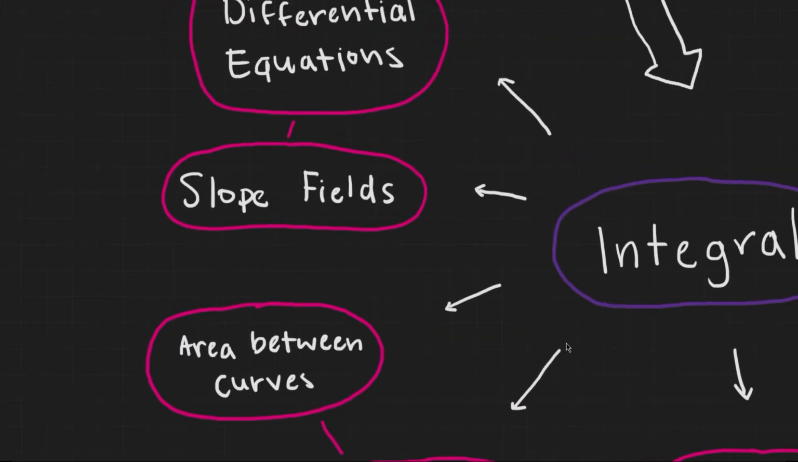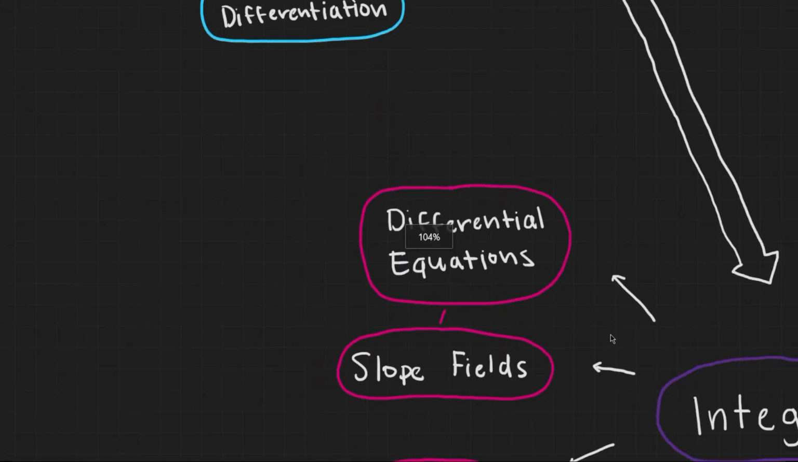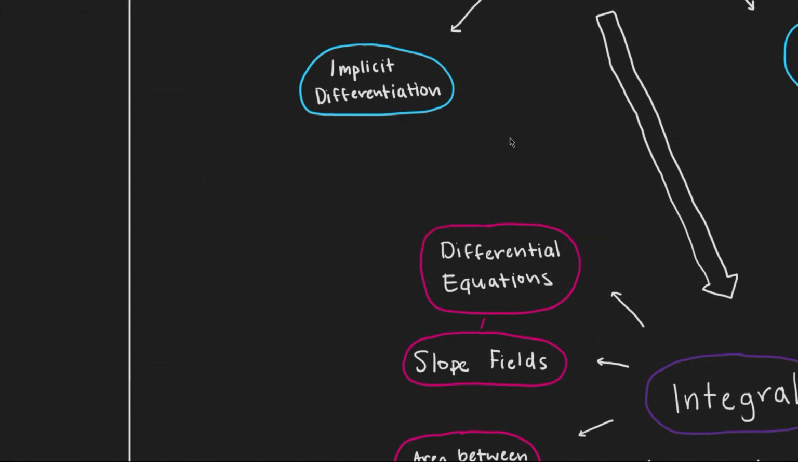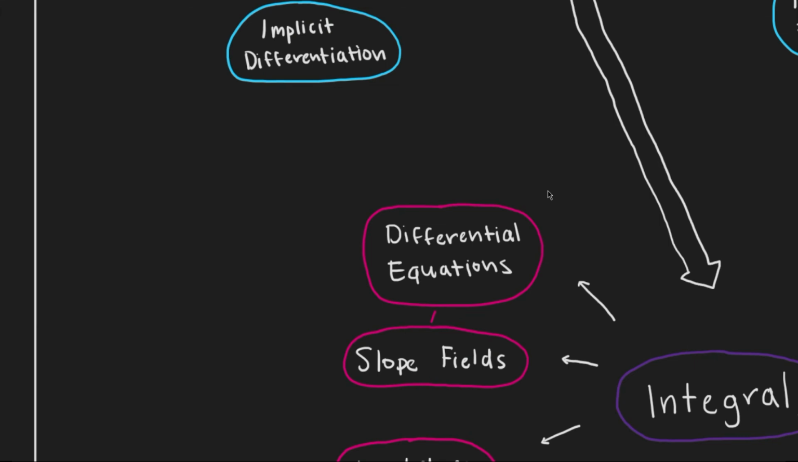Then if we move up here, we move on to differential equations and slope fields. Now, this builds on your understanding of implicit differentiation up here, and it's basically applying integrals to this other way of calculus. So differential equations, if you have a good understanding of integrals, then it isn't too difficult. And then connected to that, we have slope fields, which is basically just another way to interpret differential equations on a graph.